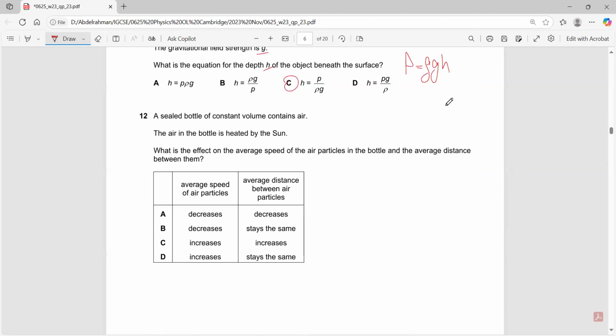A sealed bottle has a constant volume. The air is heated by the sun. What is the effect on the average speed and the distance? If the volume is constant, will the distance increase? No, the distance would stay the same. What about the speed? The speed would increase since the kinetic energy increases due to the heat.